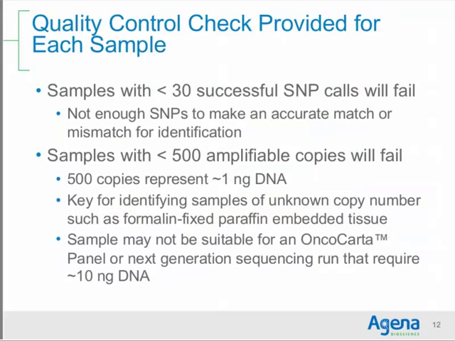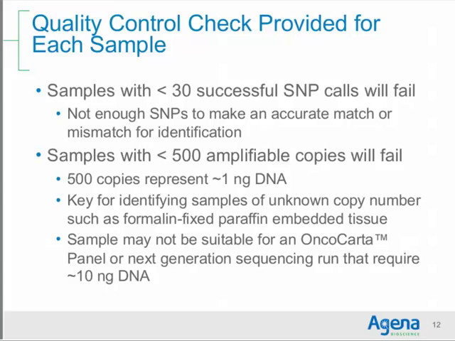So the clearance criteria for this panel, and this is user modifiable, but these are the standards that we have set in the software as the default. So any samples that have less than 30 successful SNP genotype calls will fail. The software will fail the sample and not use it to do matching, and that's because we're starting to lose power to make an accurate match or mismatch identification because of the reduced number of markers.